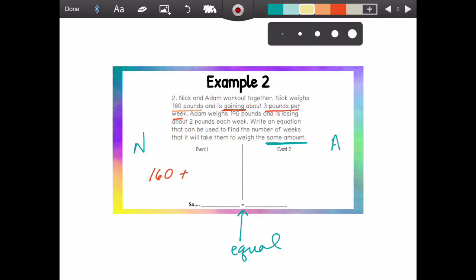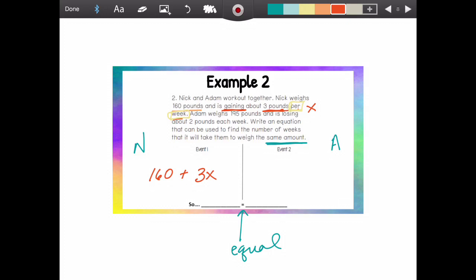All right, so again, we don't know the number of weeks. That's our variable. That's x. But we do know it's 3 pounds per week. So our coefficient is 3. Our variable is x for Nick.